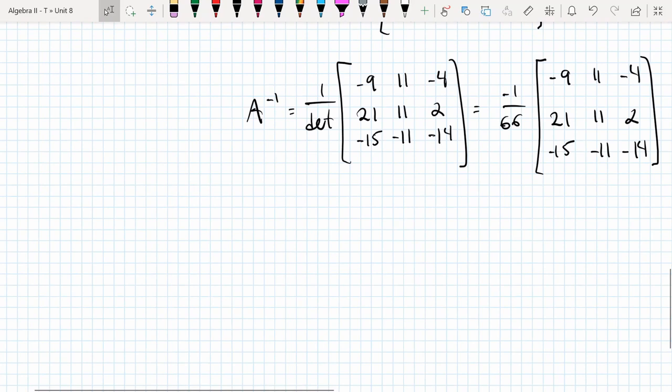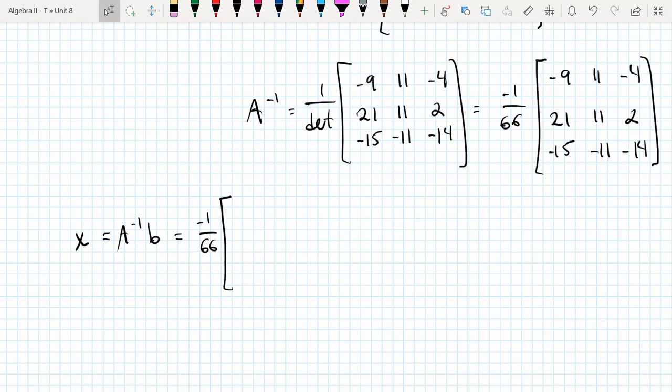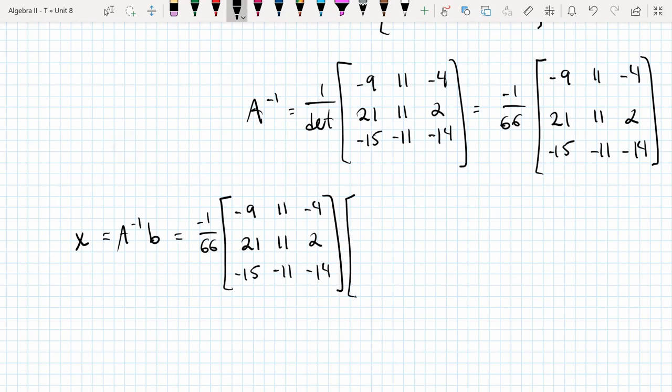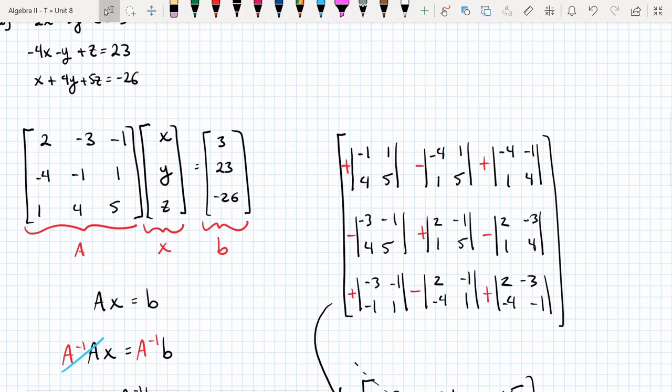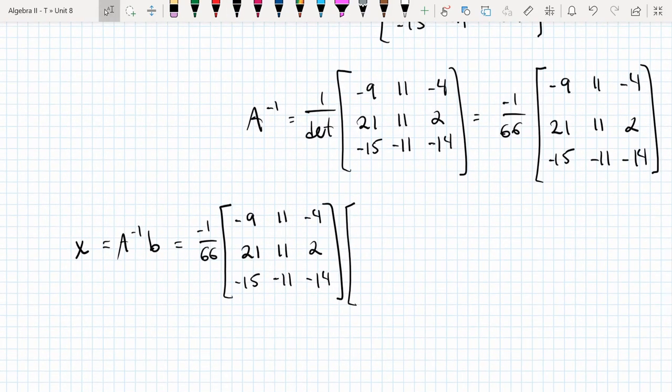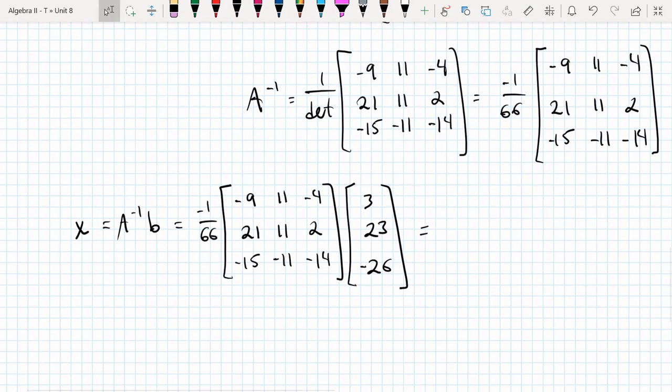All right, so the answer is going to be defined as the inverse matrix times B. So here's our inverse matrix. Like I said before, we're just going to leave the 1 over the determinant alone on the outside. Multiply by this transformed matrix. And then we're going to multiply it by our original 3 by 1 over here. So 3, 23, -26. Okay, let's not do that by hand. Let's use a calculator.